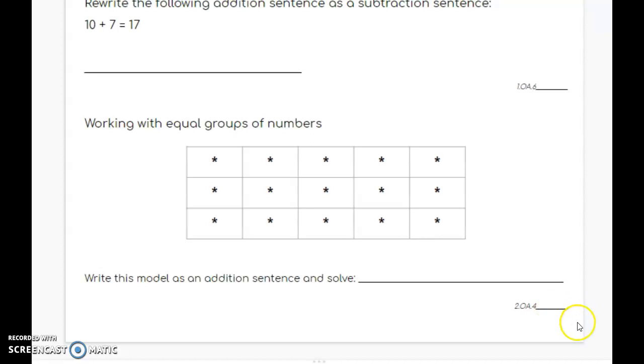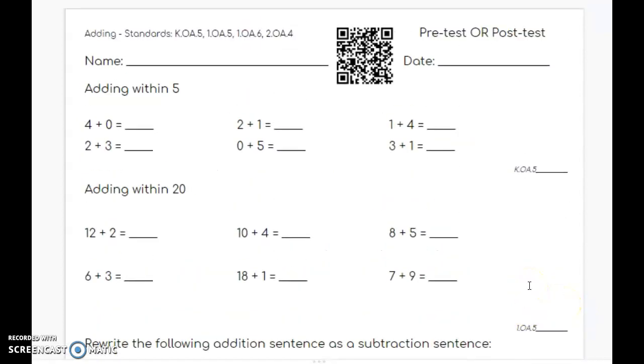And the bottom line is for your teacher. When you're all finished with your test, make sure you've answered every line and you may turn it in.